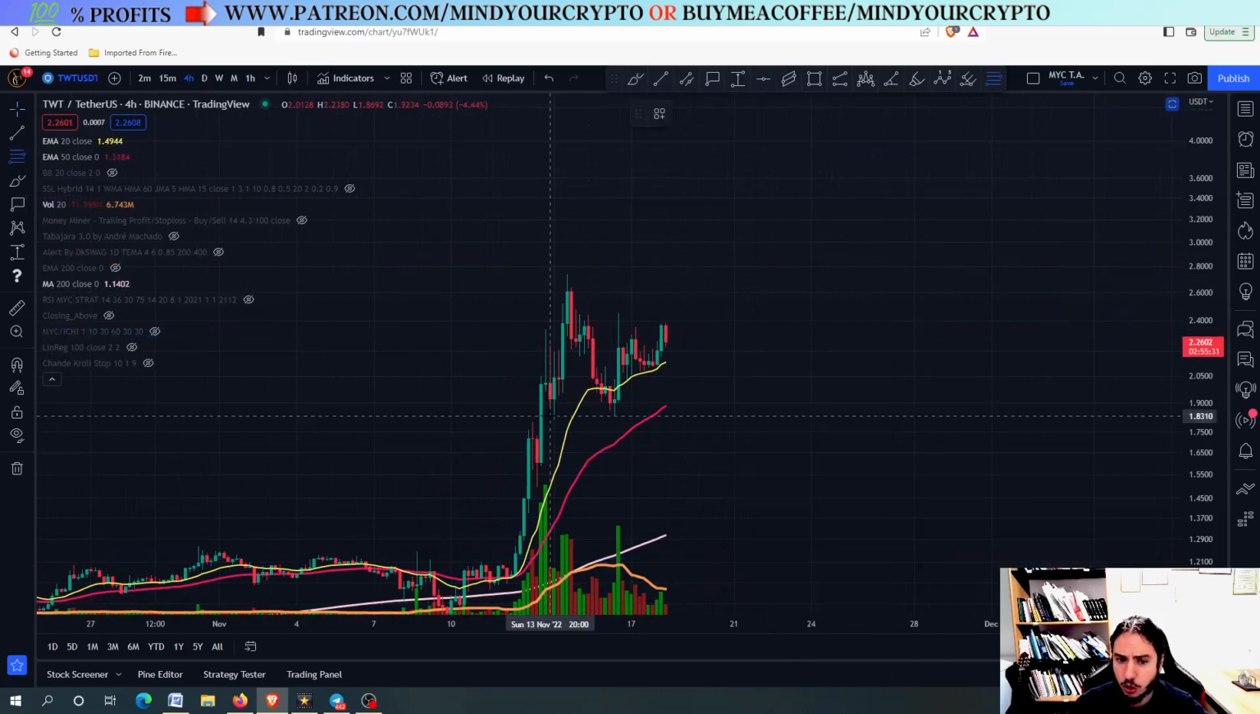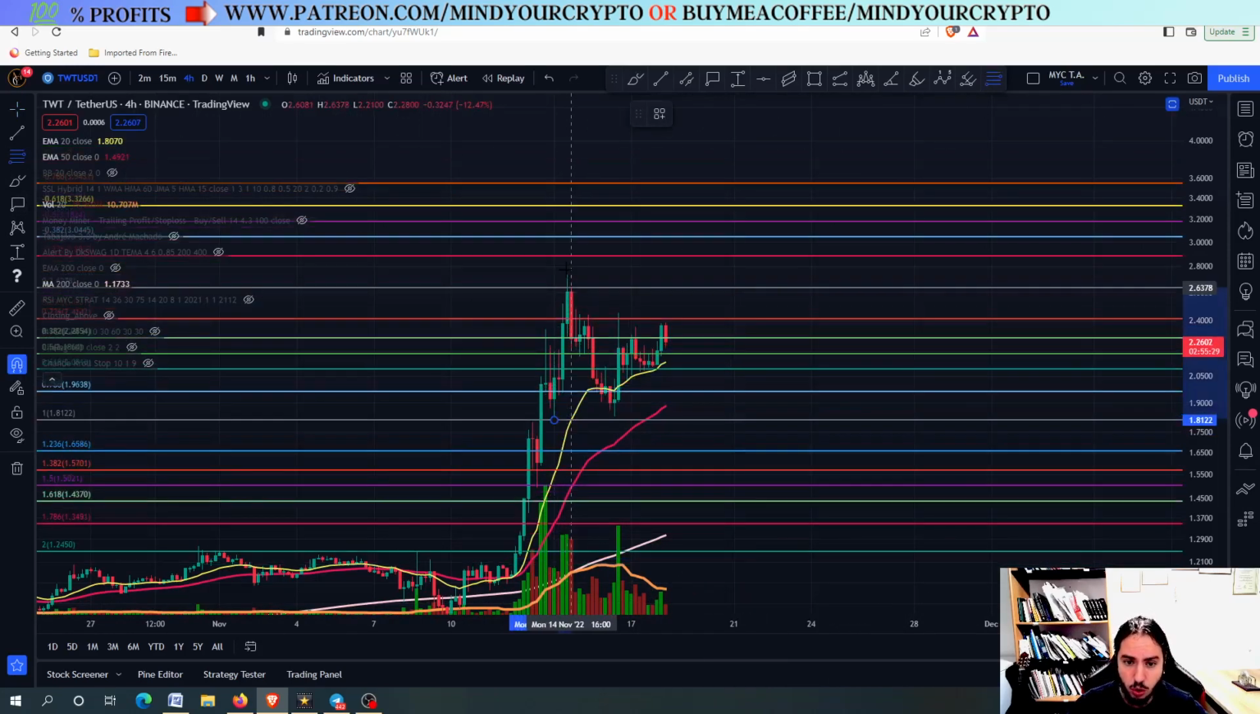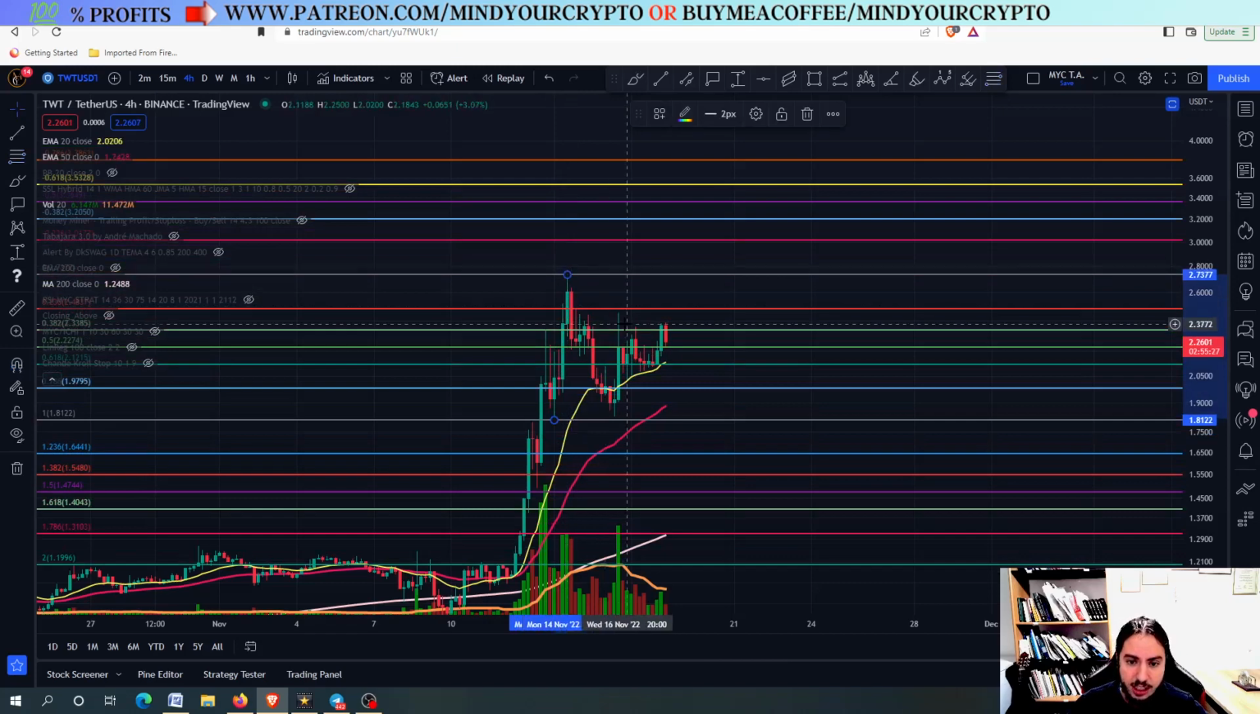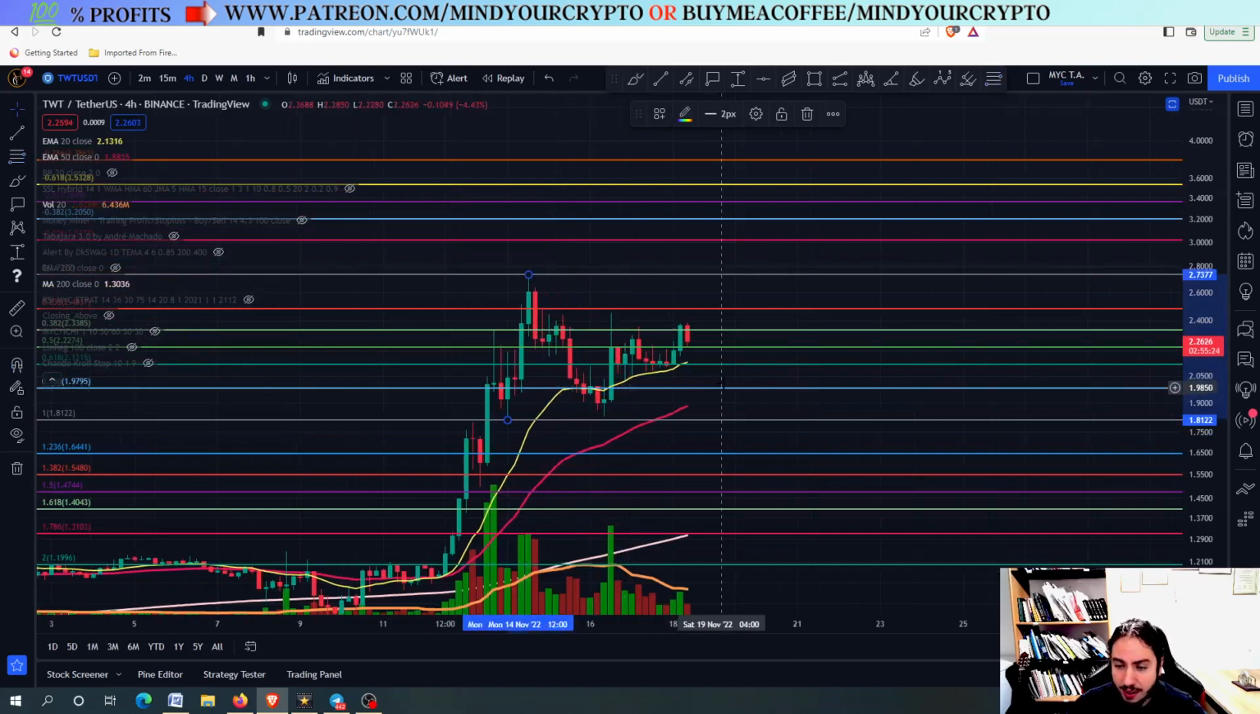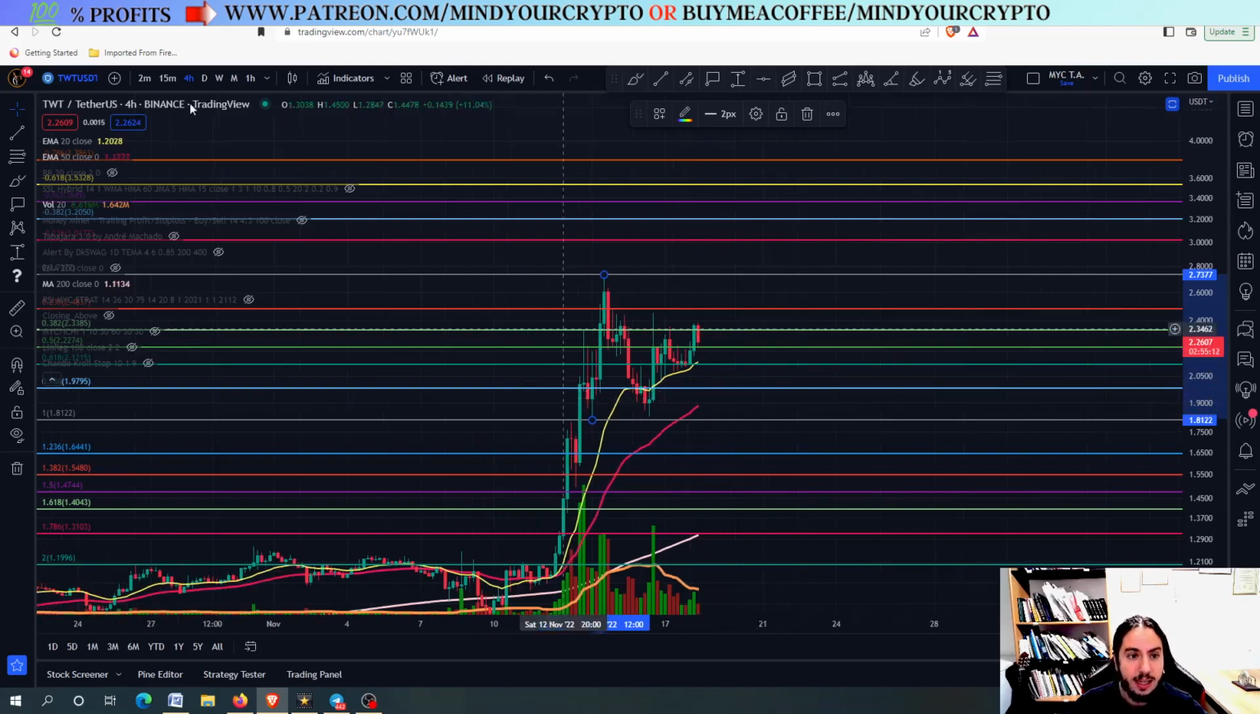What I advise you to do in this case, if you want to go in right now, is to set a stop loss around the 1.99 USDT, around there. A little bit further down would be the case, for example, 1.95. If you want to get into a long position right now, set a stop loss at 1.95.